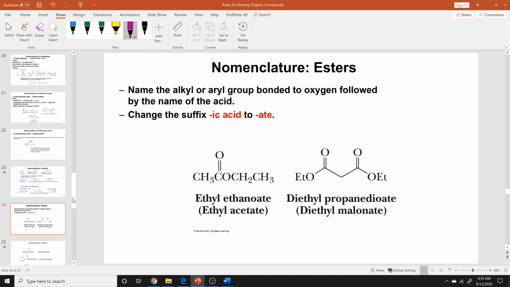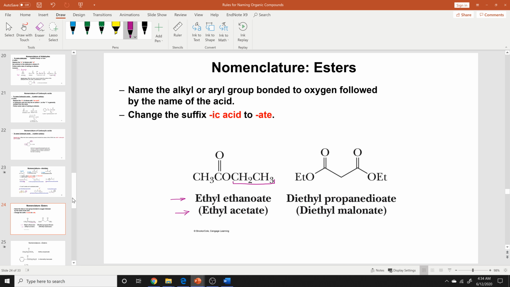Now, with respect to the esters, you are going to name the alkyl or the aryl group that is bonded to the oxygen first. So whatever group that is bonded to the oxygen first in the ester, you just name it. So here it's an ethyl. What I care about is basically the IUPAC name. This is the common name over here. So this is going to be my R group. You just name it as an alkyl group. It's going to be an ethyl.